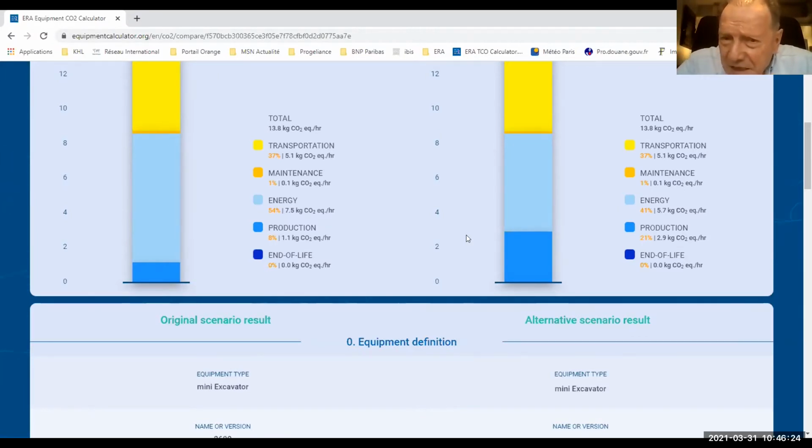The time is running, and we are really looking for feedback and questions in trying to improve this calculator. Thank you for your attention.